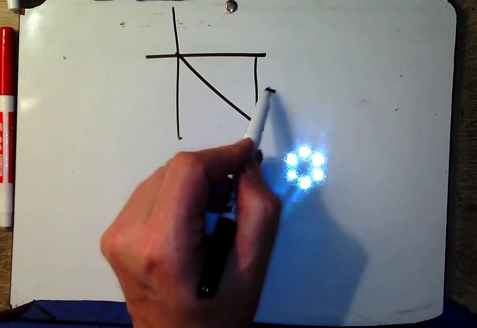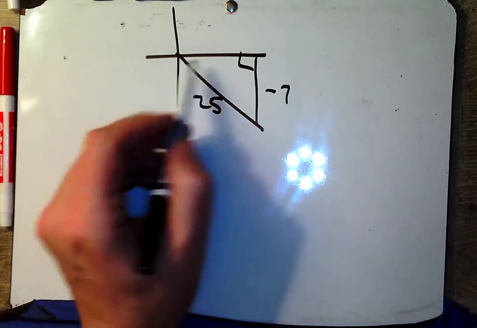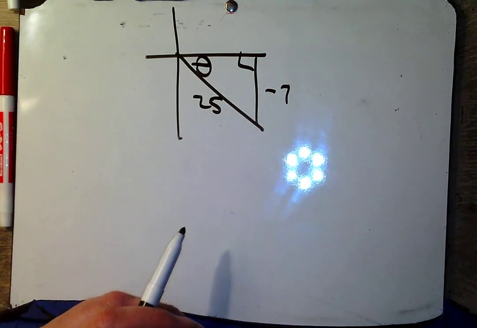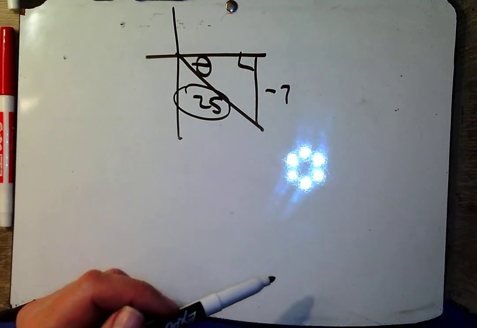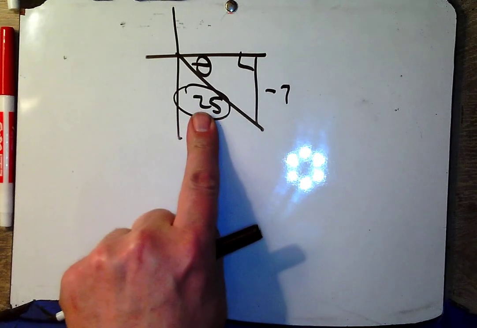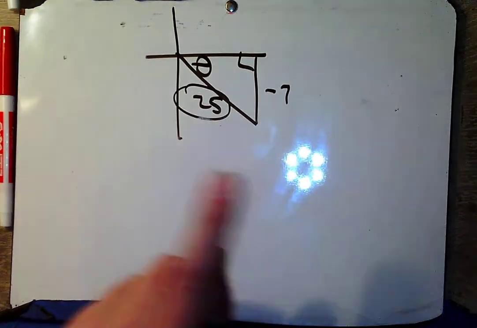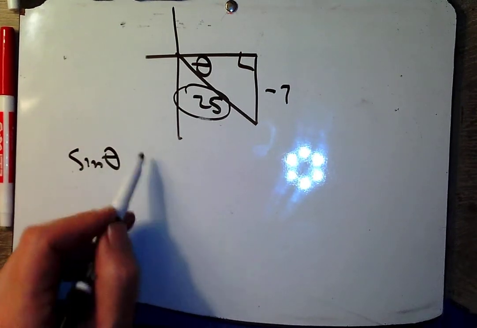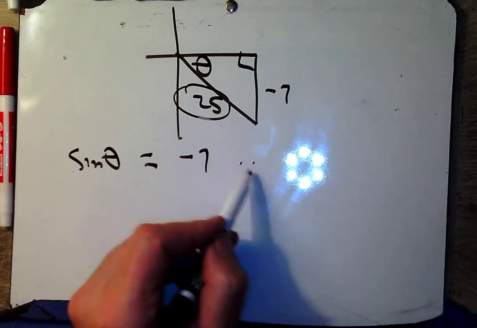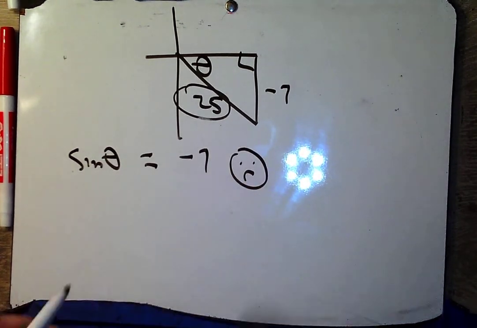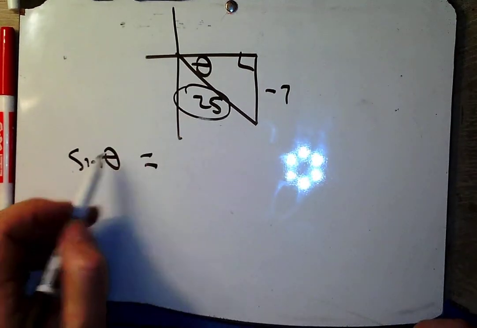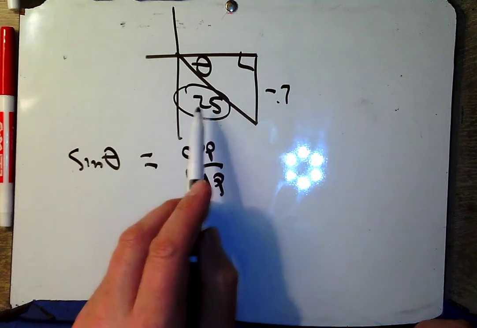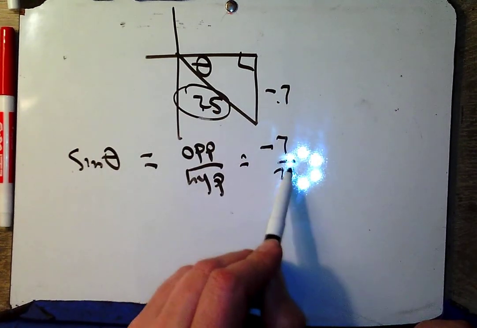Okay, this is -7, this is 25, this is theta. So here's my triangle. First of all, is this on the unit circle? No. Look at the hypotenuse. If we were on the unit circle, this would have to be 1. This is not 1, so we're not on the unit circle. So I can't just say that the sine of theta is -7. Nope, can't do that, because that only works on the unit circle. Remember, sine is opposite over hypotenuse. Oh, opposite over hypotenuse, -7 over 25.